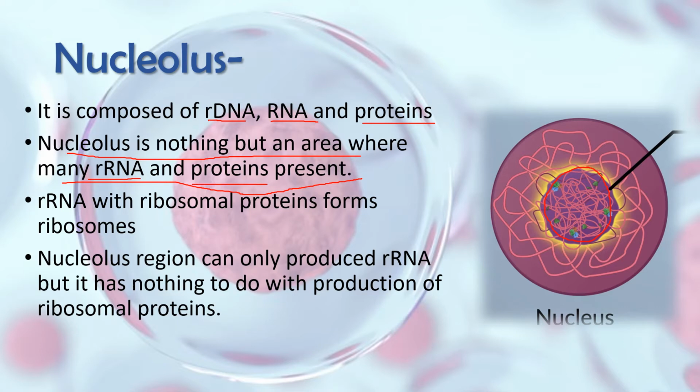You all know about ribosomes. Ribosomes are made up of rRNA and ribosomal proteins. This nucleolus region carries out synthesis of ribosomal rRNA, and it has nothing to do with ribosomal protein formation. So the nucleolus region can only produce rRNA, not ribosomal proteins.